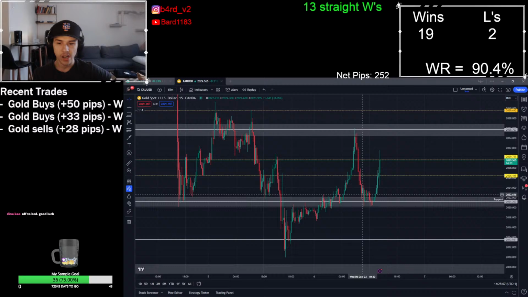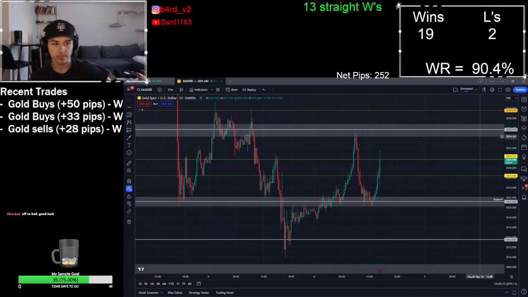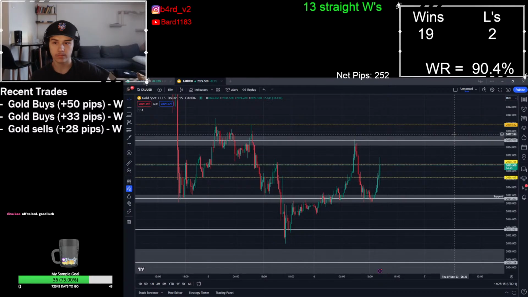And then eventually 2038, 2040 to tap into those areas. Overall target obviously is 2045.